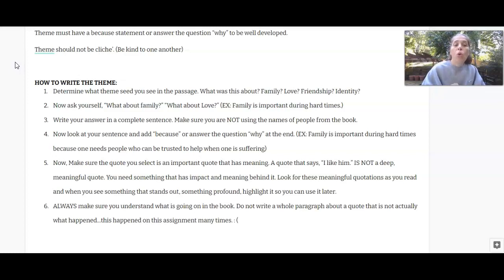Now, you want to make sure that the quote that you select to support your theme is an important quote that has meaning. A quote that says something like, I like him, Rowdy is good, right? These are not deep quotes. These are not important, meaningful quotes. These are like, I shut my eyes and I pick something out of the book. Do not do that. You need something that has impact and meaning. Look for these meaningful quotes as you read. And when you see something that stands out, something that's profound, highlight it so that you can go back to it later. These are the quotes that you want. You don't just want these simple little one-liners that don't have a whole lot of meaning.